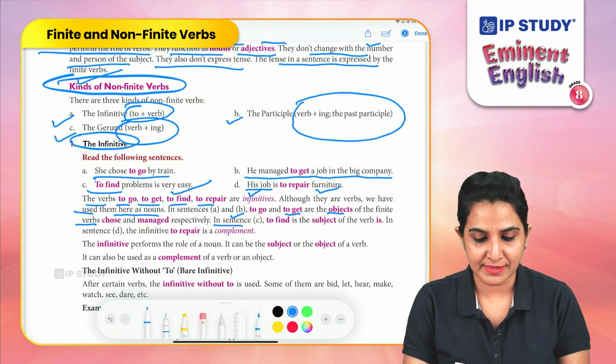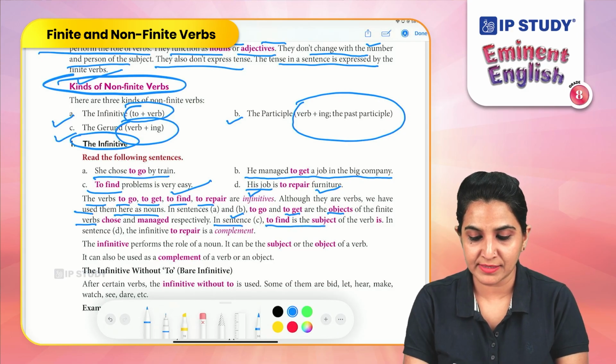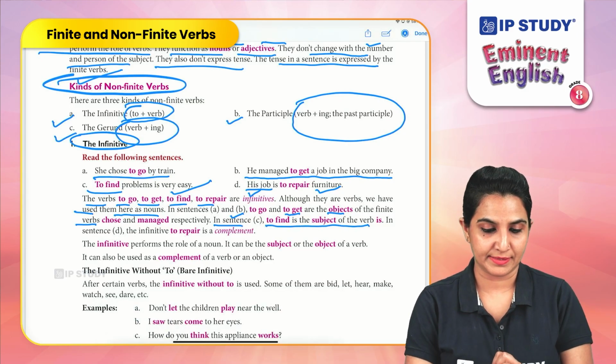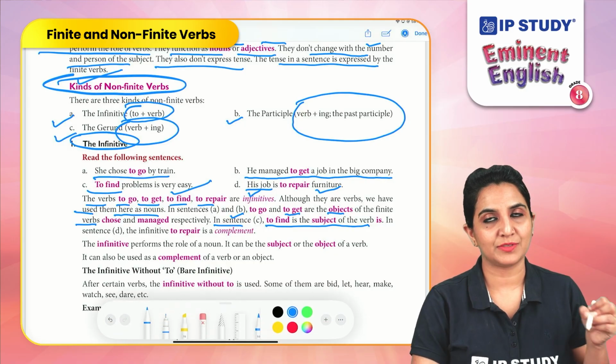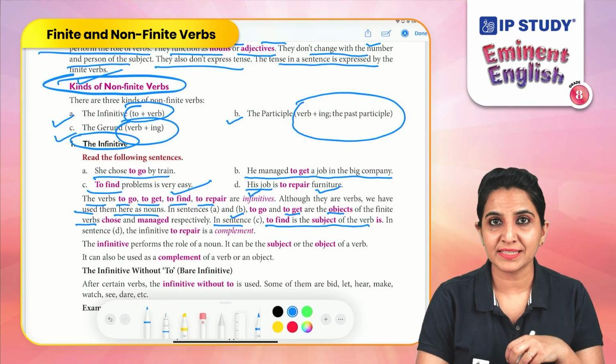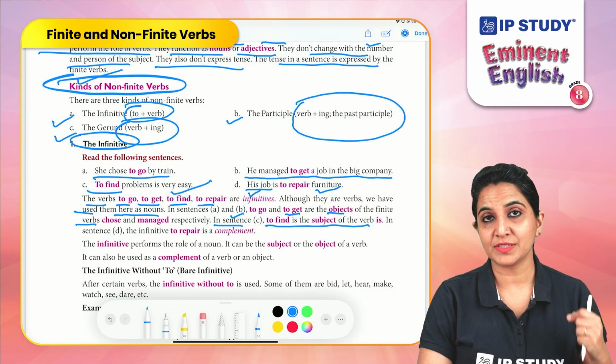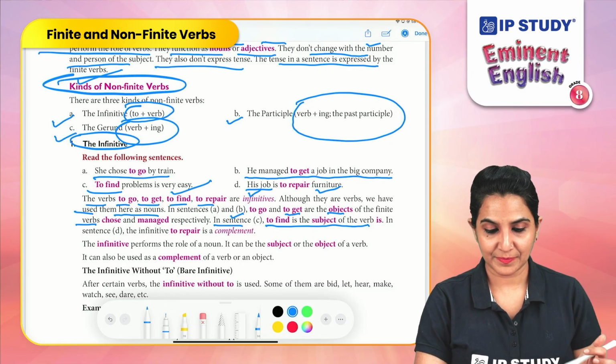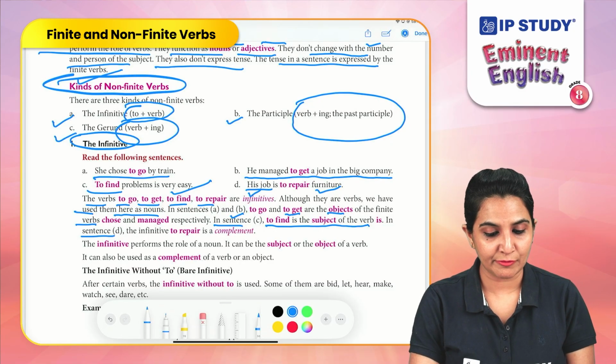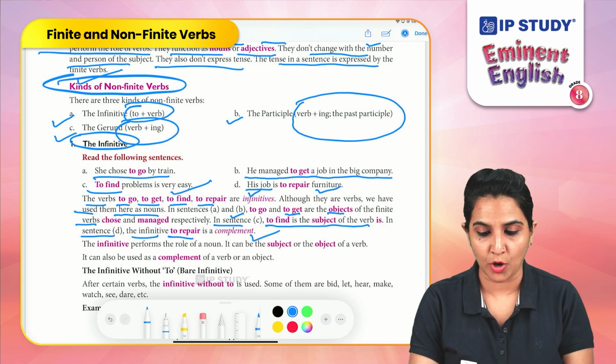In sentence C, to find is the subject of the verb is. To find problems is very easy. Now, what is very easy? To find problems. So, here the infinitives are acting as subjects. In sentence D, the infinitive to repair is a complement.